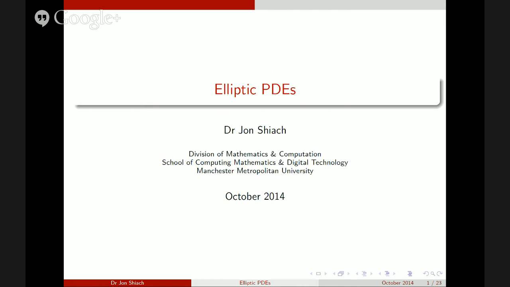Some of the solution methods I talk about today will also apply to parabolic and hyperbolic. So just because I'm saying I'm solving this elliptic PDE using this method, doesn't mean it doesn't apply to other methods. Okay. So, yeah, elliptic PDEs is on page 23 of your notes.